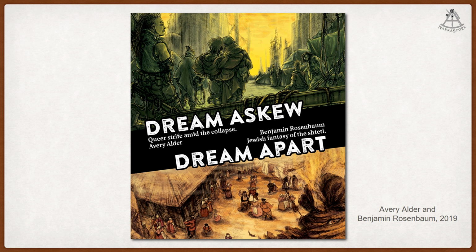Dream Askew is a game about playing a sort of queer communal society that's trying to rebuild itself after an apocalypse and come up with a new way of living and surviving. And Dream Apart is about playing the members of a Jewish shtetl in the early 20th century who are fighting forces, political forces, religious forces, mythical forces that are all kind of trying to disrupt their way of life. Neither of these are the kinds of stories that you generally see even in indie digital games.